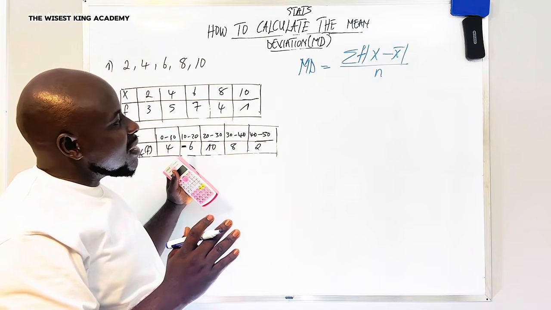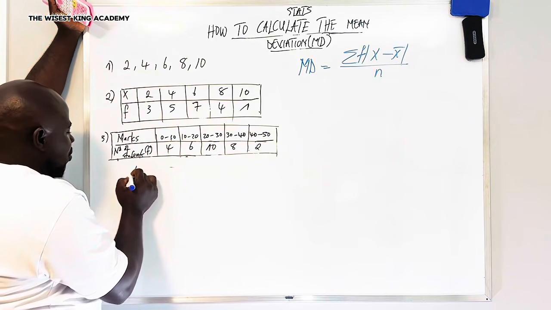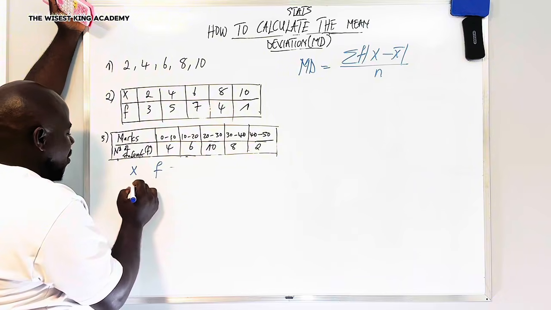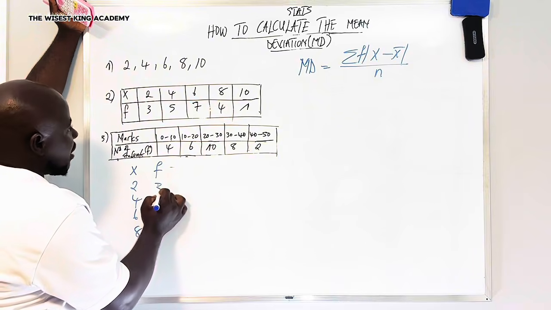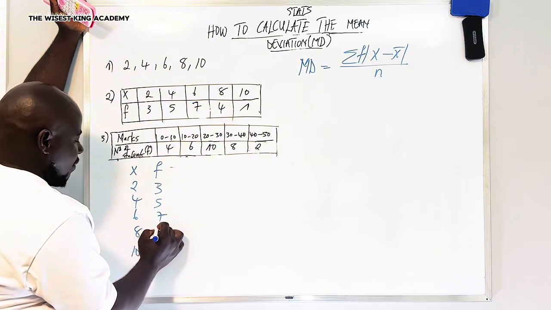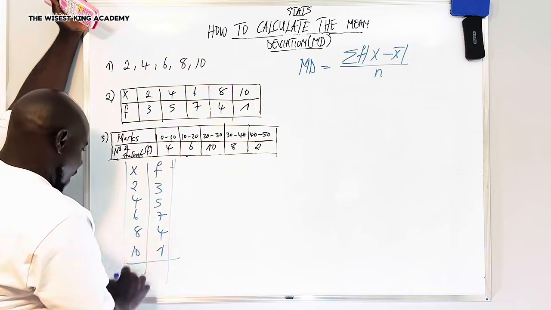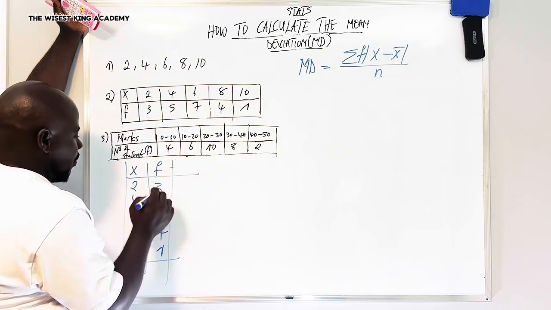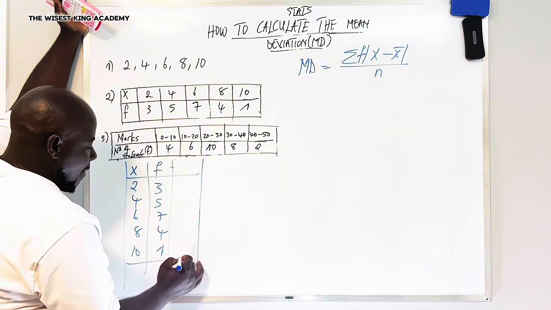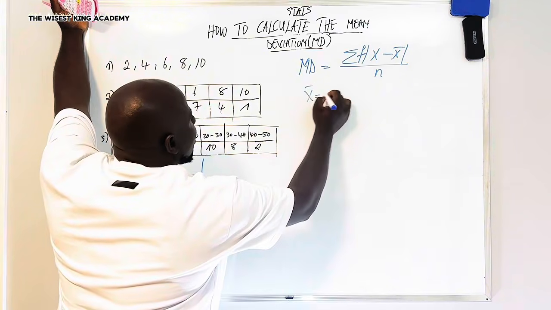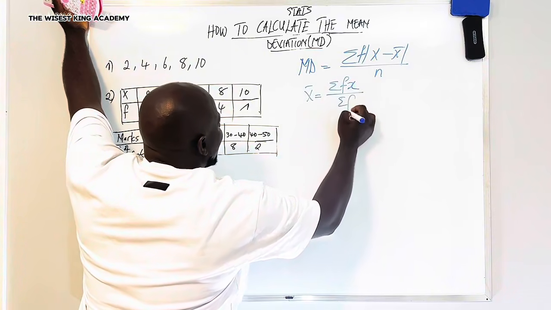So let's get into it. We are doing example 2. We have x: 2, 4, 6, 8, and 10, and f: 3, 5, 7, 4, and 1. First step, we calculate our mean. Step number 1: calculate our mean, which is the sum of f times x divided by the sum of f.